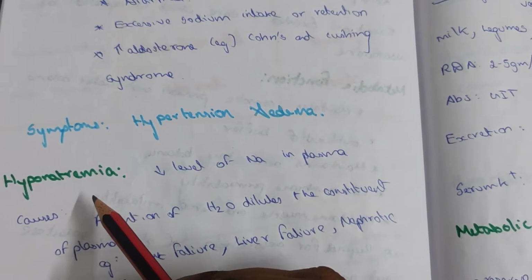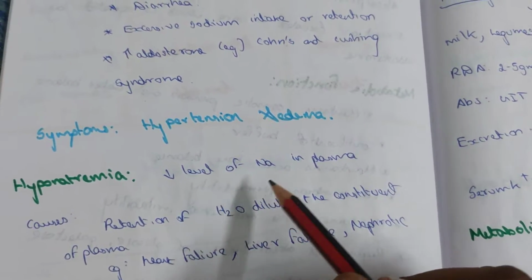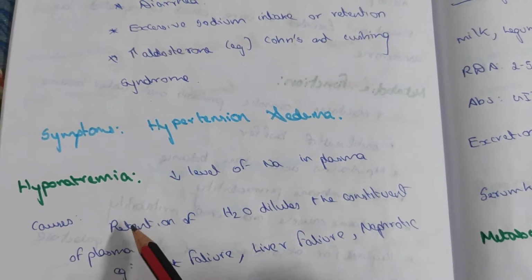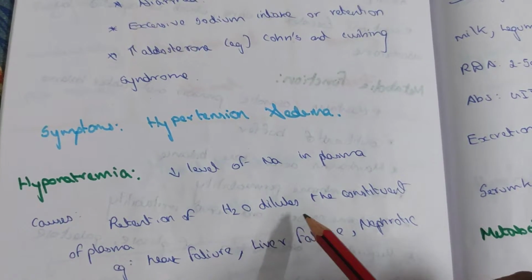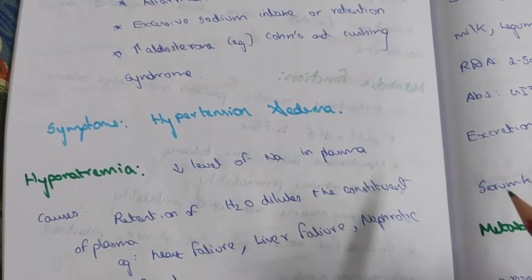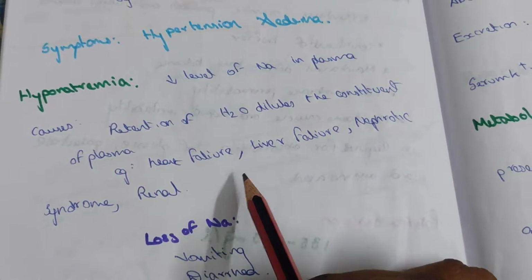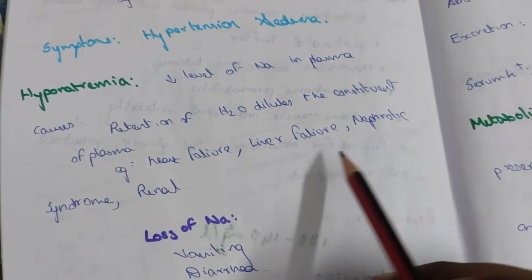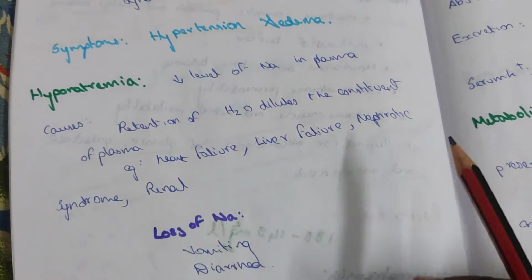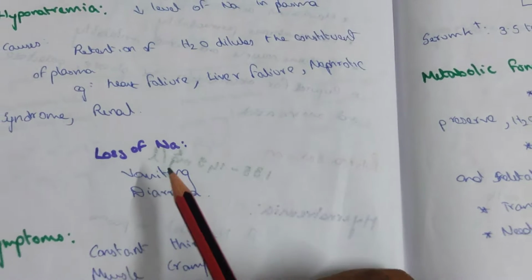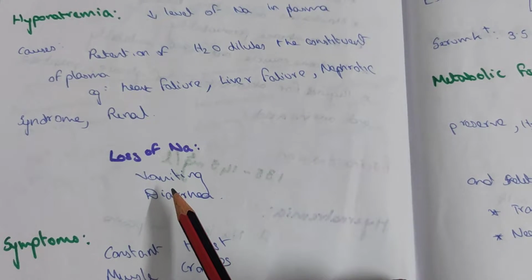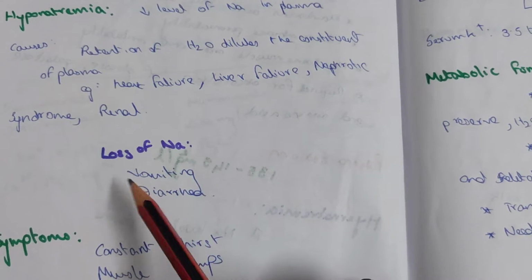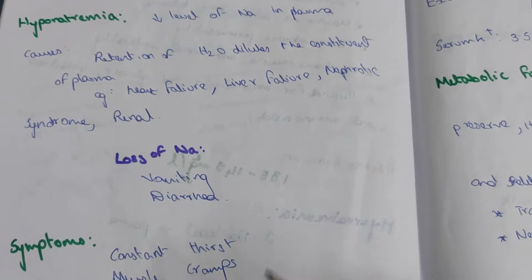Now we will see about hyponatremia. Decreased level of sodium in plasma causes retention of H2O and dilutes the constituents of the plasma. This results in heart failure, for example heart failure, liver failure, nephrotic syndrome, and renal failure. Loss of Na, loss of sodium, results. The cause of loss of sodium is vomiting and diarrhea.